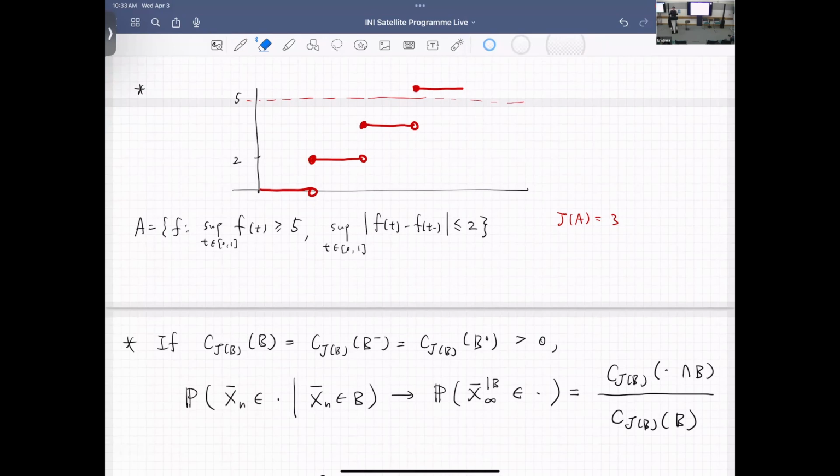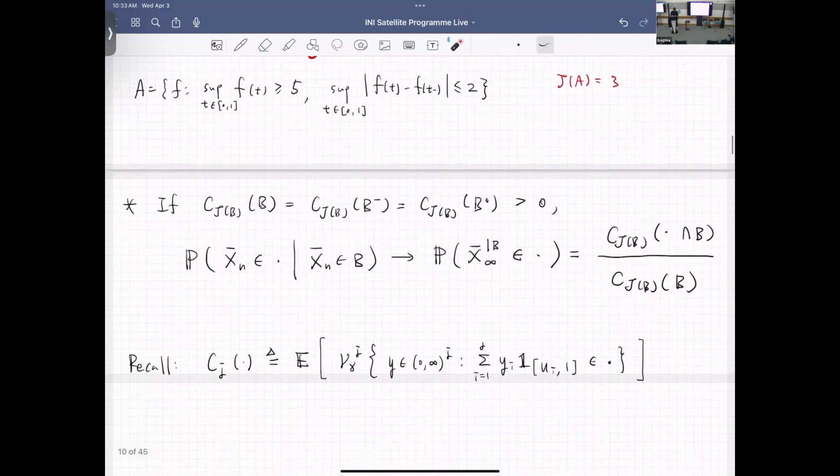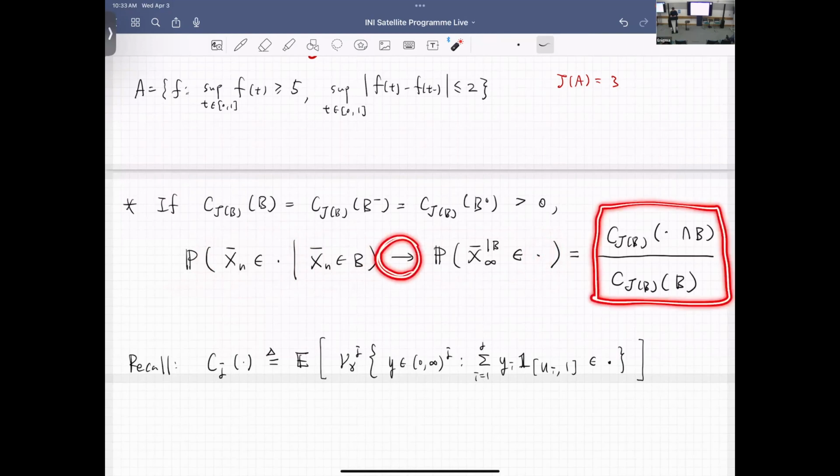So we actually have an even sharper result. In other words, if under this condition the lower and upper bounds coincide, the conditional distribution, given that Xn belongs to set B, the distribution of the random path converges to some limit random variable. And this measure is actually exactly in this form. So this is weak convergence of the measure.